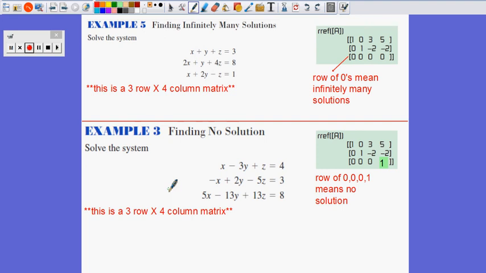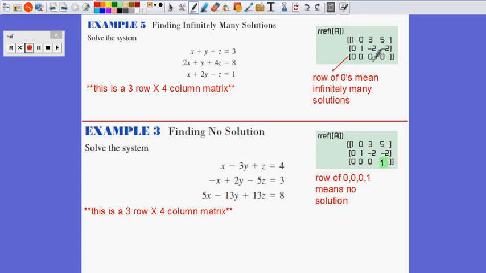Here's a situation where you have infinitely many solutions. Put this in your calculator as you would normally, and then use RREF. You're going to get a row of all zeros on the bottom. If that's the case, then that means you have infinitely many solutions.